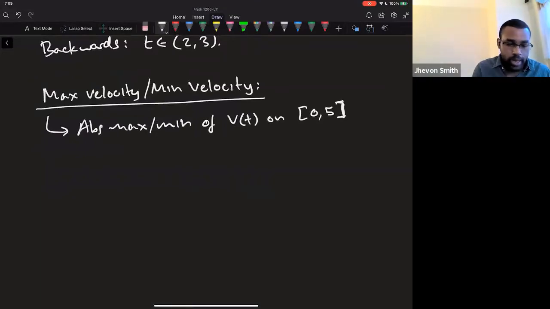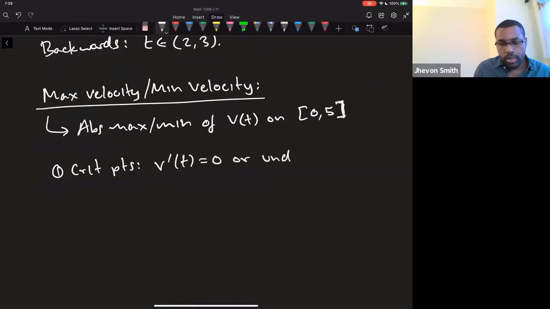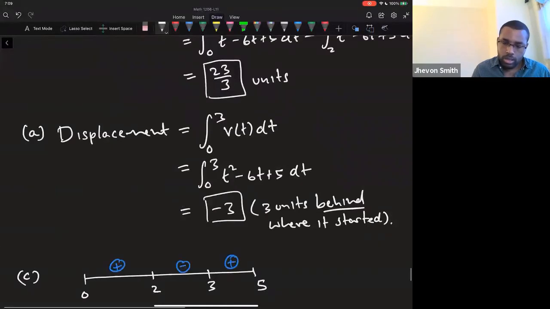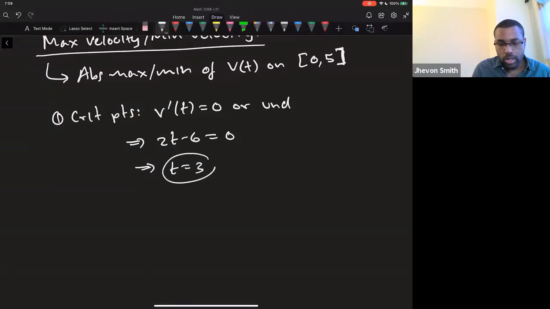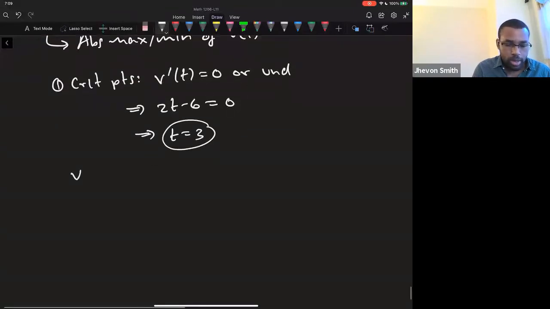So you would find critical points. This means v prime of t equals 0 or undefined. This means 2t minus 6 equals 0. This would mean t equals 3. So that's your critical point. So you're going to plug in v of 3.